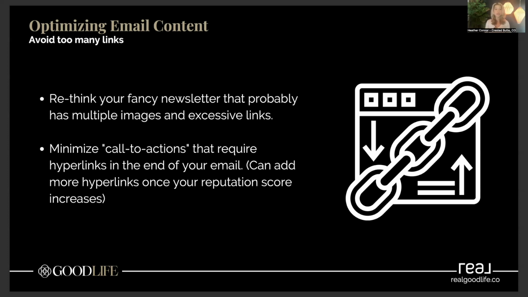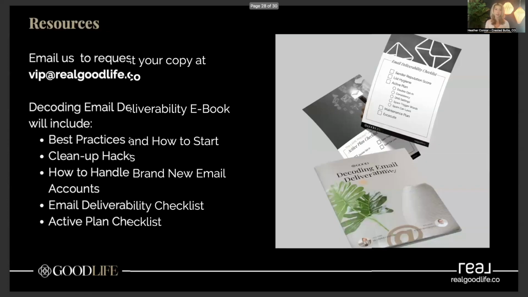So what you want to do is minimize calls to action that require hyperlinks at the end of your email. You can add more hyperlinks once you get your reputation score up and it increases. For those of you who like to have offerings after your email signature, I would suggest adding that as a later strategy. First focus on getting your reputation score up, and then add some of the links back in later.